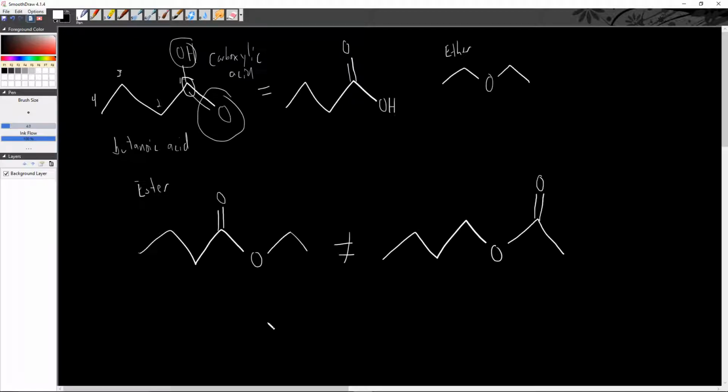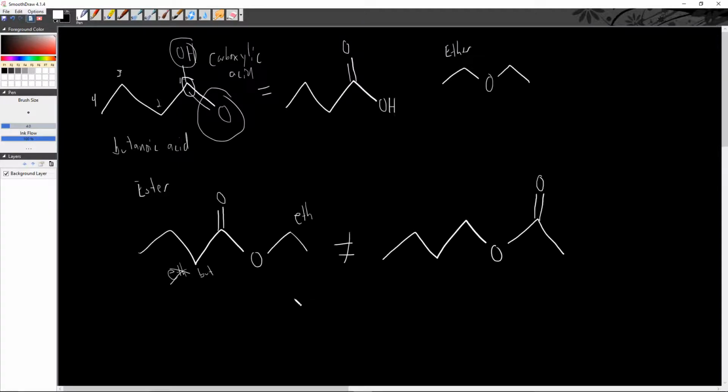To name esters, it's important to keep track of which carbon chain has, in this case it'd be more of a ketone, maybe it's still an aldehyde, just the double bonded oxygen. It matters which side it's on. So in this case I have 1, 2, 3, 4 carbons here, so we have but. Over here we have 1, 2, so we have an eth. Okay.